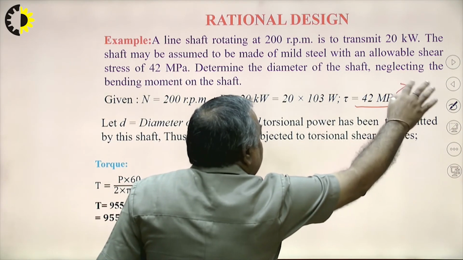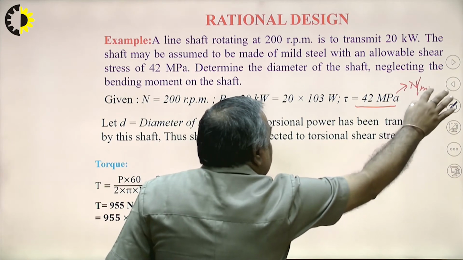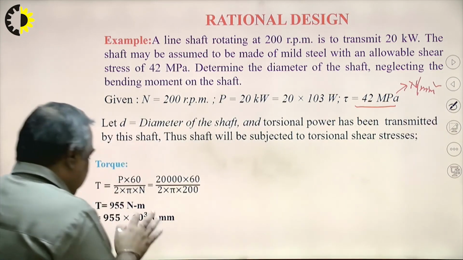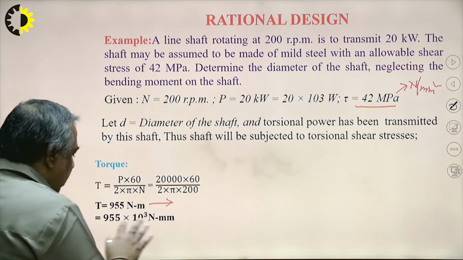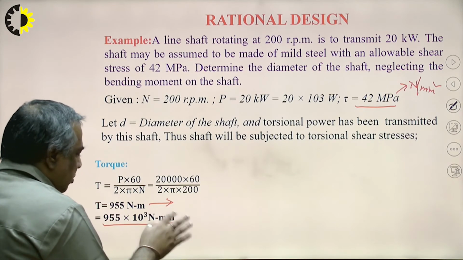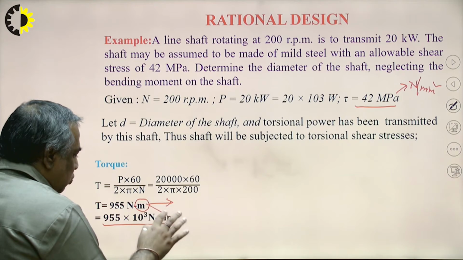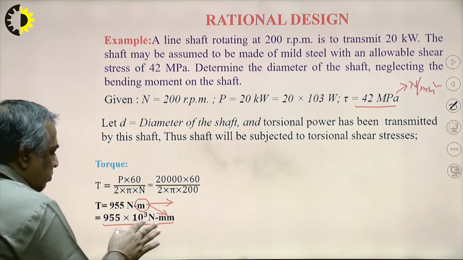We have to be very careful about the dimension, because megapascal is Newton per mm square. So it is essential that this should be converted into Newton per mm. So this meter should be converted into Newton mm. So 10 to power 3.